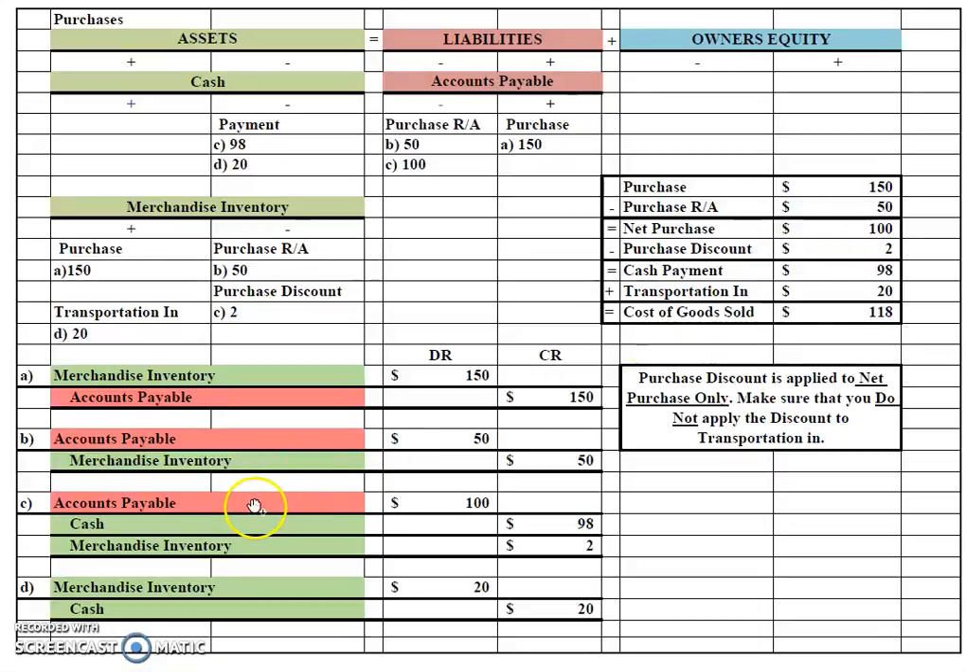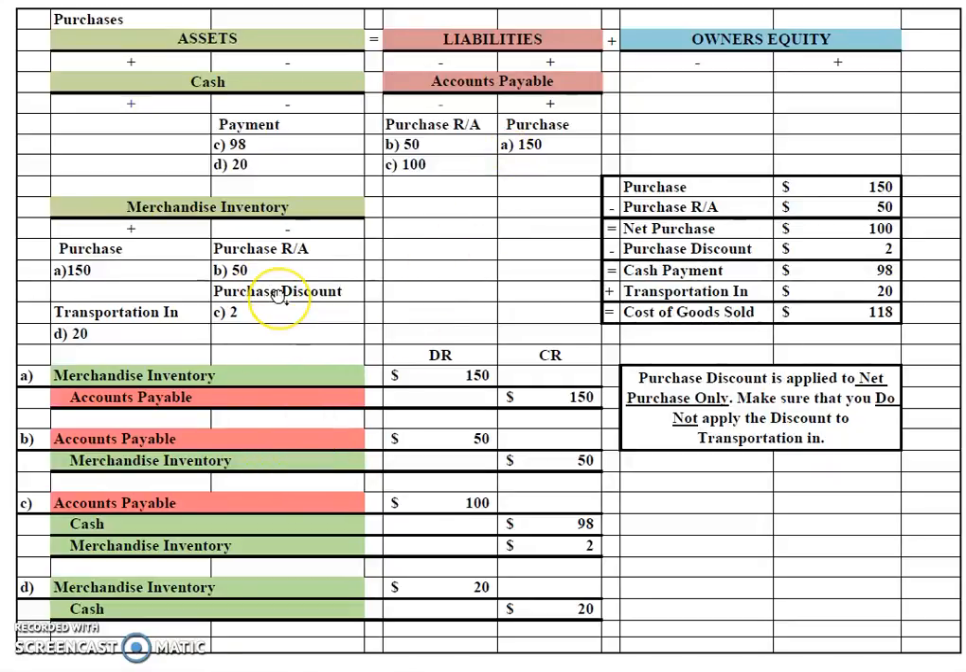Then comes C, accounts payable, cash, merchandise inventory. It's time for payment, okay? The debit, accounts payable, has to come off for the full amount, $100. Okay, so we'll be debiting that. So now this becomes zero. We no longer have a bill with the company. They offered a, looks like 2% discount or $2 discount.